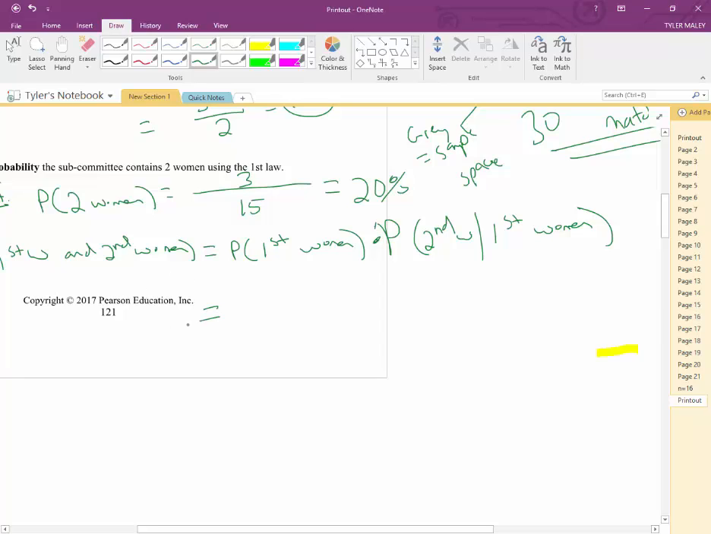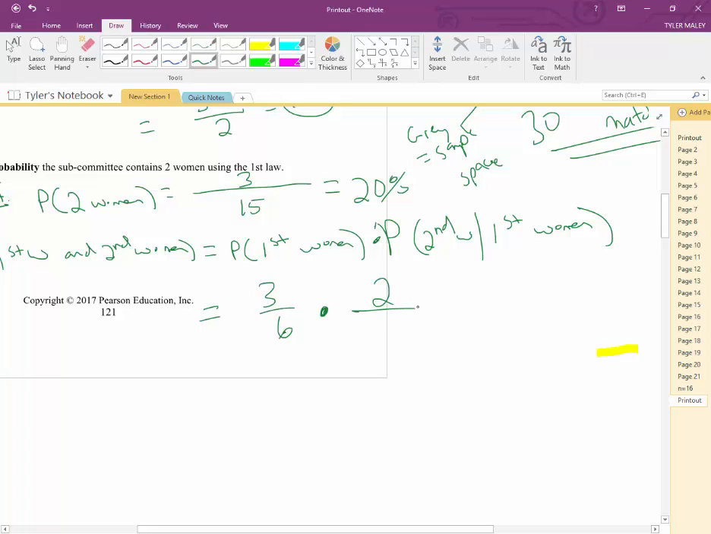So now we need to find what's the probability of the first being a woman. So for the first one being a woman, there are 3 out of 6 ways to choose the first woman. There are 3 women and 6 people total that we're choosing. So the probability that the first is a woman is 3 out of 6, 50%. So then now we have to think about how many ways there are for the second to be a woman given the first is a woman. Well, if the first is a woman, then there's 1 less woman left, so this would be 2.